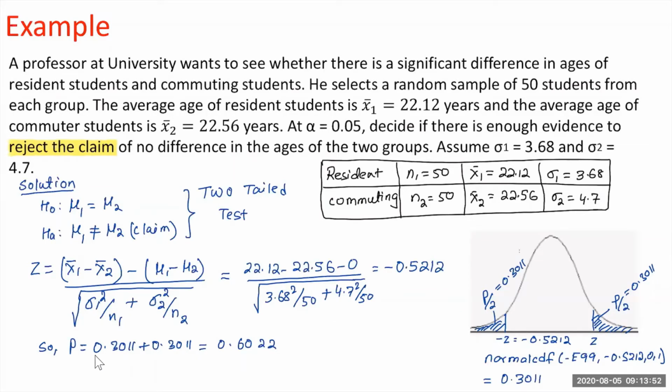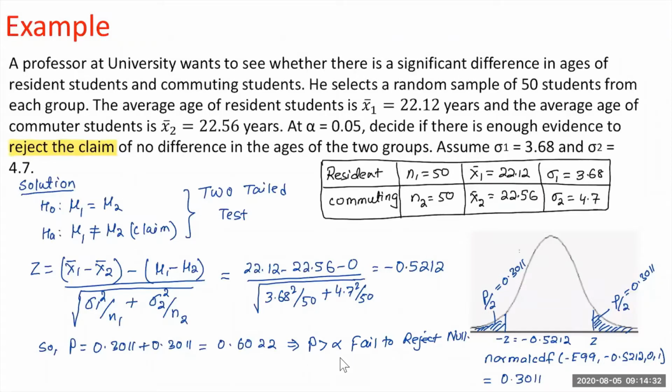And you know that in order to reject the null hypothesis or reject the claim, we have to compare this p-value with alpha. You can see here p-value is 0.6022 and alpha is 0.05. That is, this is greater. So you have p is greater than alpha. You know that when p is greater than alpha, we fail to reject the null hypothesis.